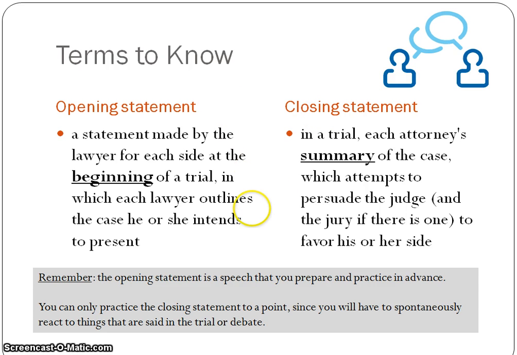Then in the middle of a trial, they'd go back and forth examining each other, and at the end, each one will give a closing statement. A closing statement in a trial is when each attorney gives their summary of the case, which attempts to persuade the judge and maybe the jury to favor his or her side. This is your last chance to really make a memorable impact on your audience.